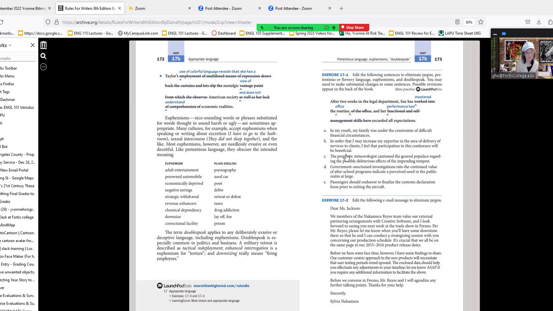So the term doublespeak applies to any deliberately evasive or deceptive language, including euphemisms. Doublespeak is especially common in politics and business. A military retreat is described as a tactical redeployment. Enhanced interrogation is a euphemism for torture, and downsizing really means firing employees. And so here you can edit all of this and try to find other ways of saying this.